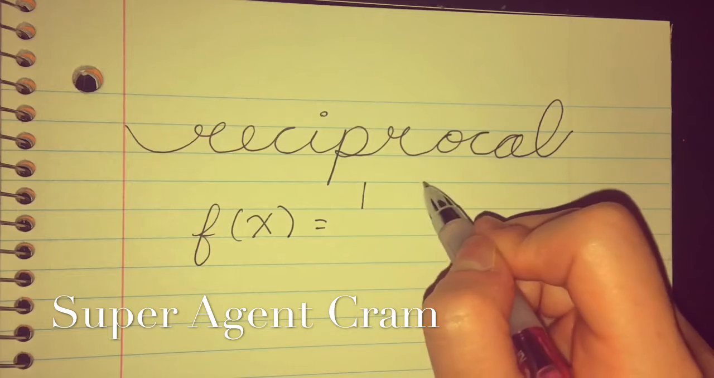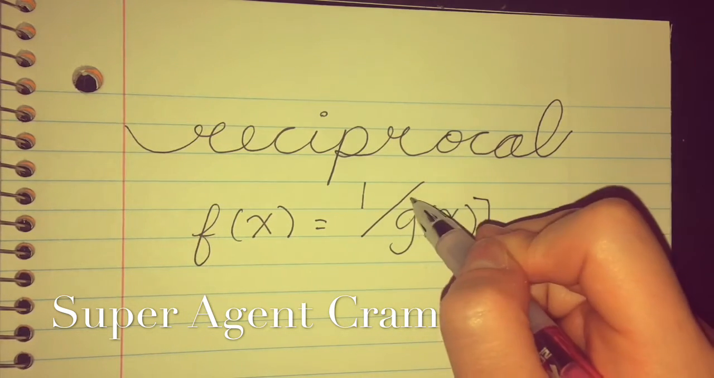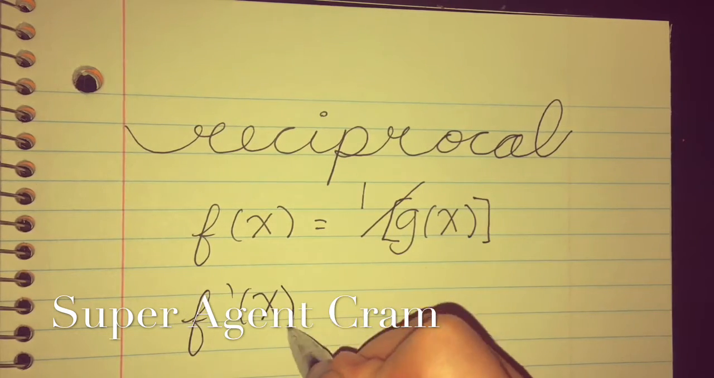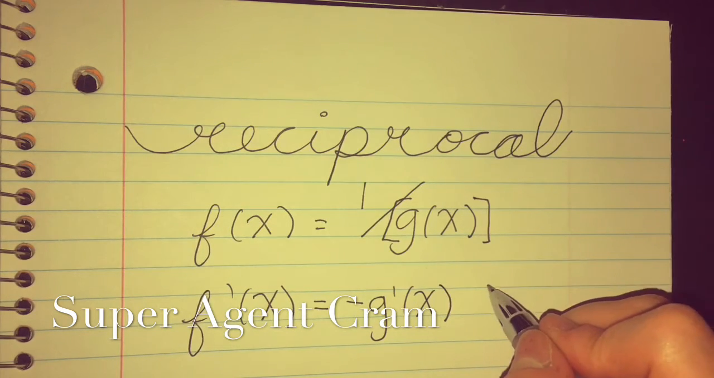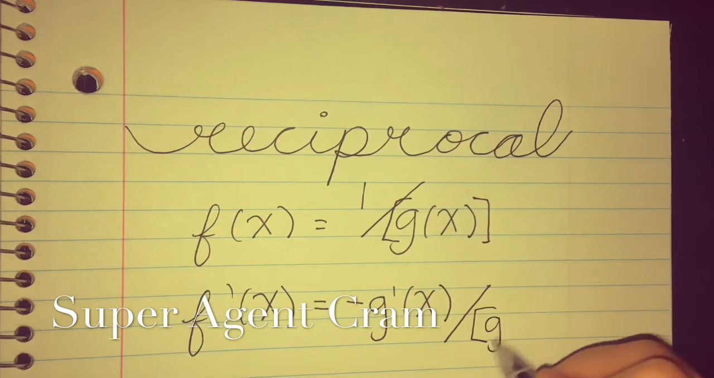The reciprocal rule. If you have a function f of x equals 1 over g of x, then the derivative of that function is f prime of x equals negative g prime of x divided by the square of g of x.